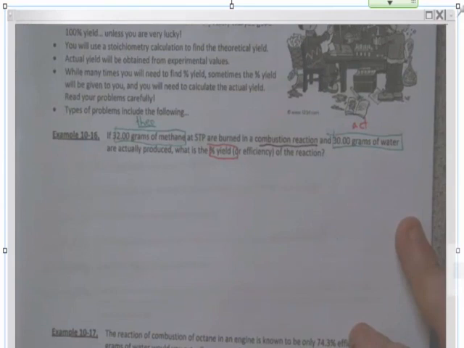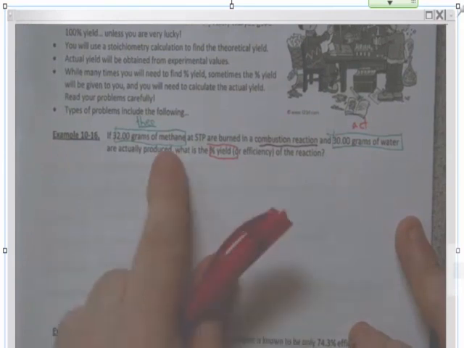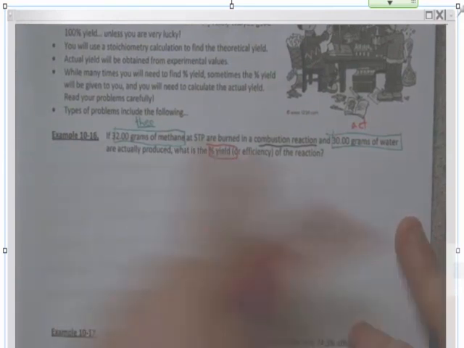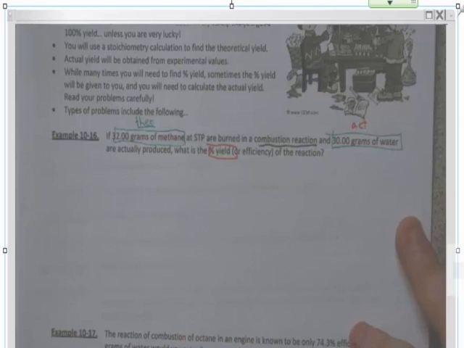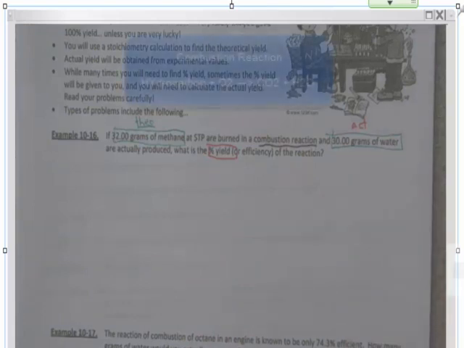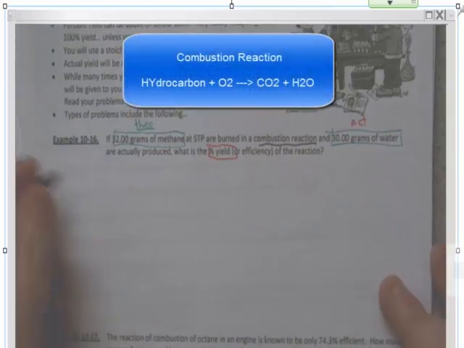Now, here's the thing. You have to have the same substance here. This is methane and this is water. So you can't just go actual over theoretical times 100 and be done. No! You have to have grams of water over grams of water to figure out the percent yield. So first thing we have to do here is write down the reaction. Hopefully you remember those combustion reactions.